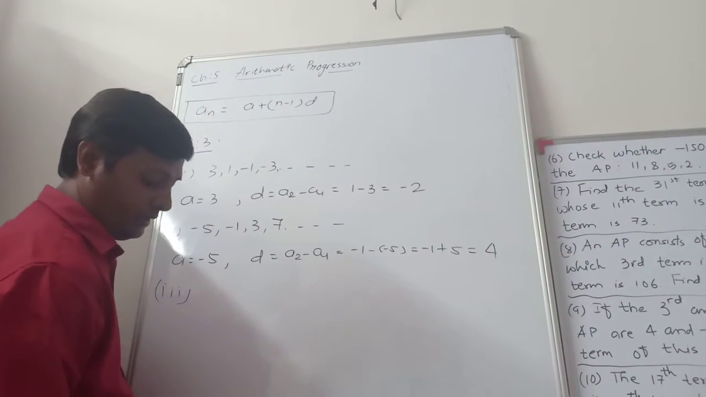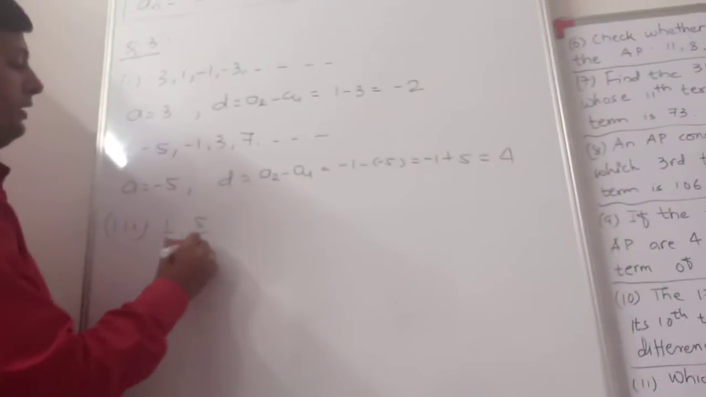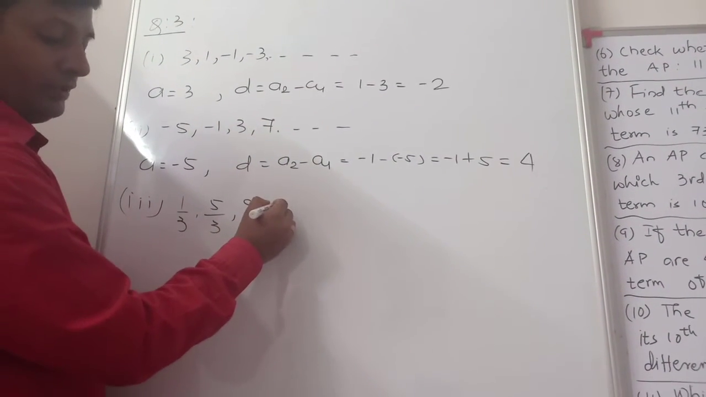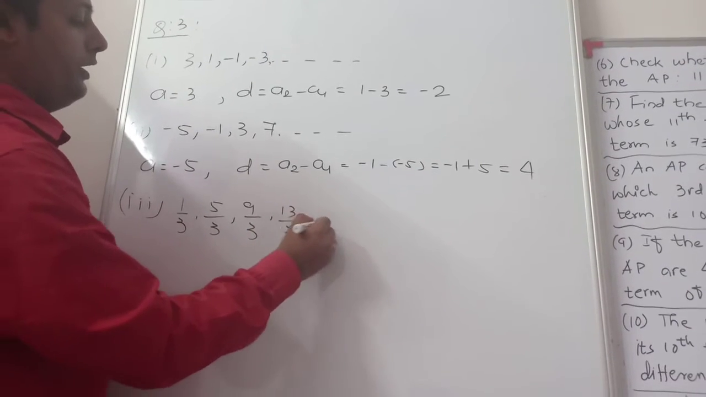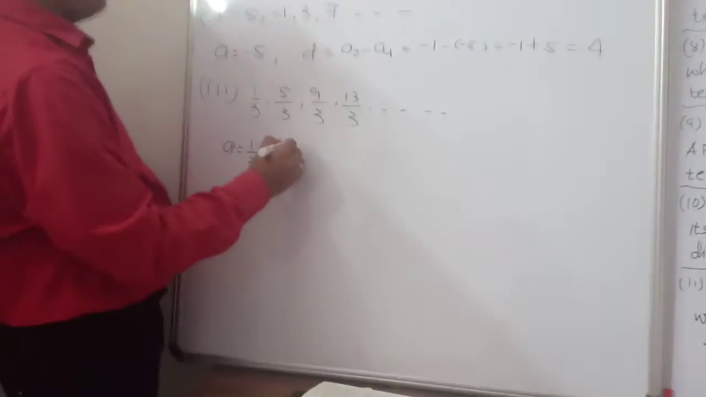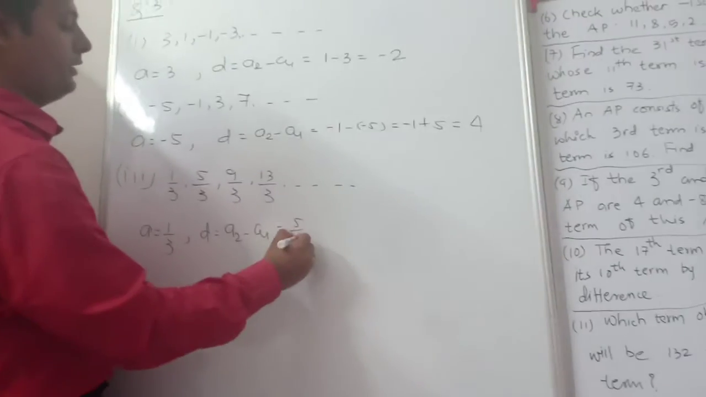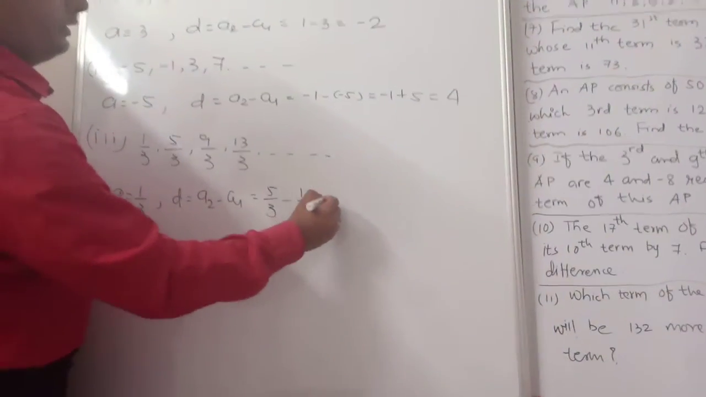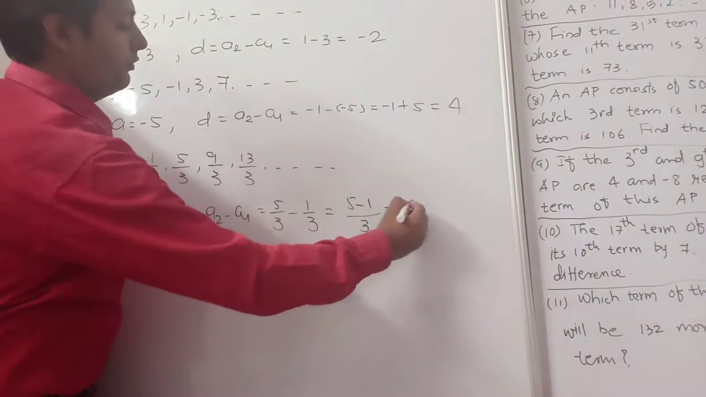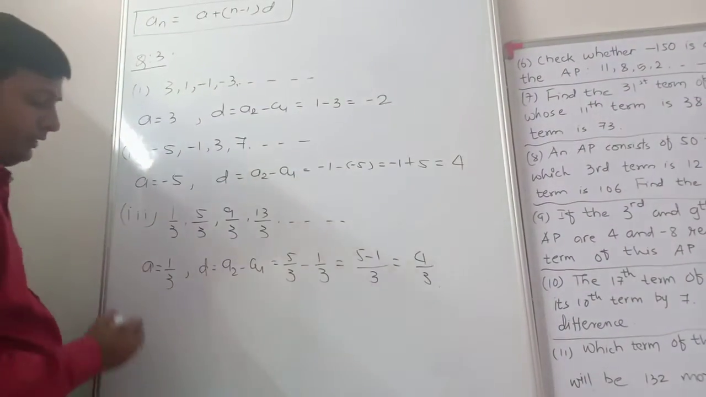Now question number 3: 1 by 3, 5 by 3, 9 by 3, 13 by 3, and so on. So here a is equal to 1 by 3, common difference means a2 minus a1. So 5 by 3 minus 1 by 3, right? Okay, so take the LCM, so 3, 5 minus 1, so we got 4 by 3. Understand? Okay, now the fourth one.